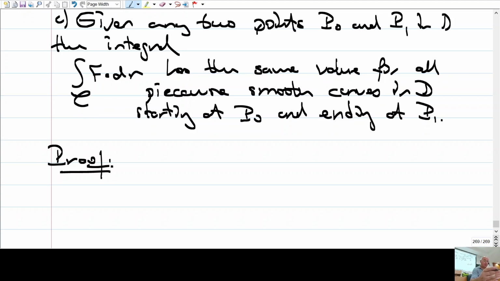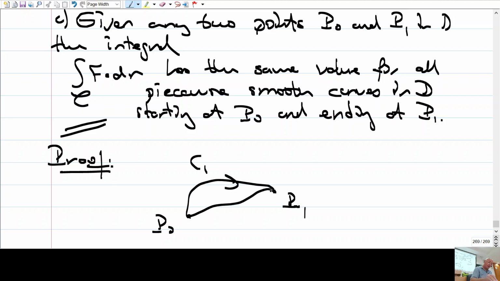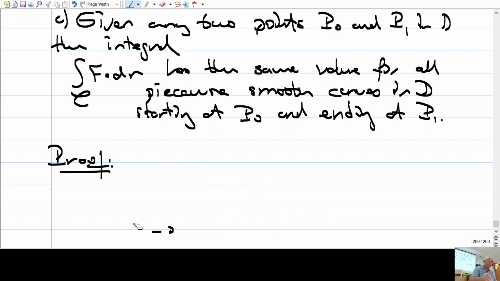So why is this theorem called independence of path? It is because of this part C, meaning that if you have 2 points P1 and P0, then the integral over C1 or C2 or any other curve has the same value, provided that F is conservative. Okay, that's why this is called independence of path.